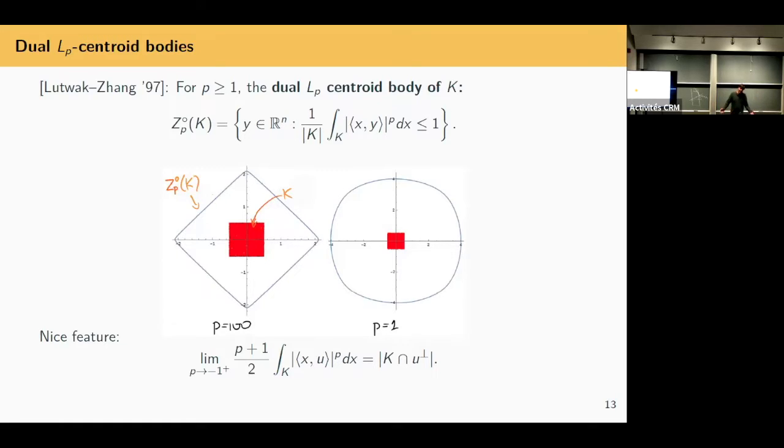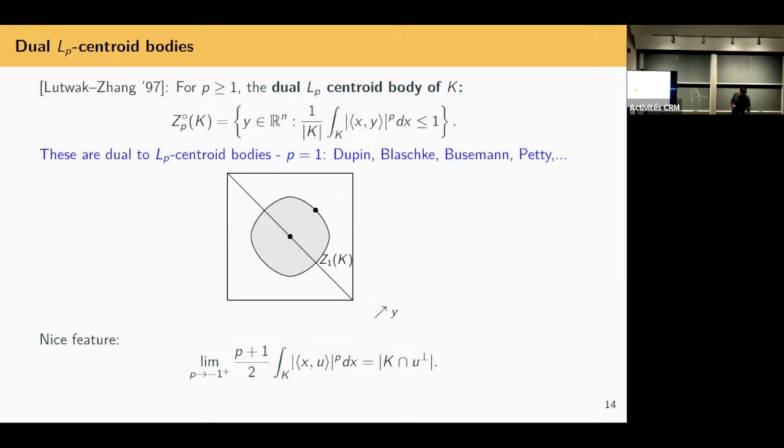Okay, when P is 2, it's an ellipsoid. When P is 1, it's just the dual L1 centroid body. Okay, so that's just playing with P norms. The notion is dual to the notion of centroid bodies. That's a much older notion, going back to Dupin and Blaschke, Busemann, Petty.